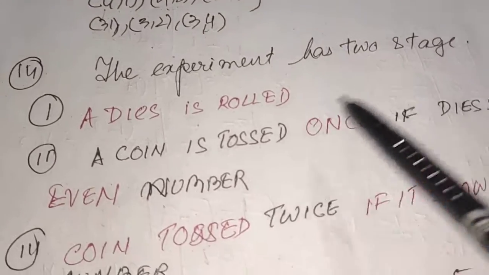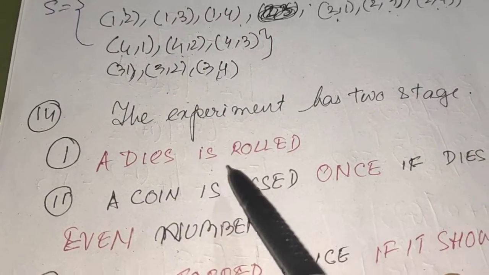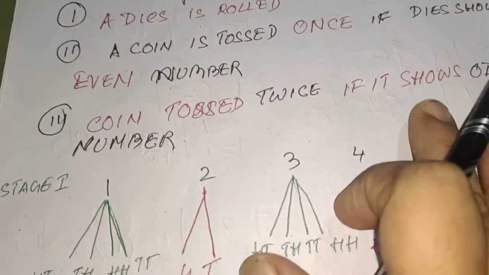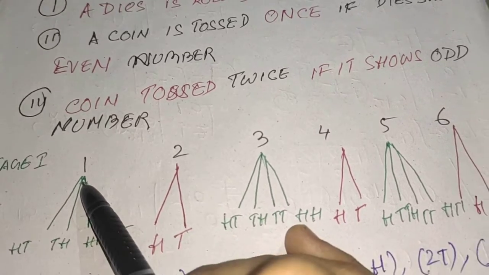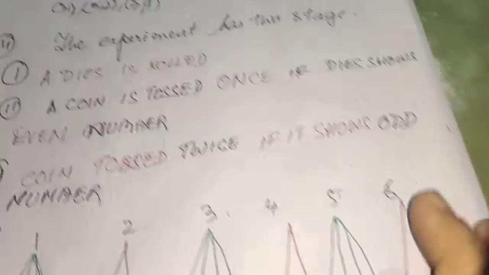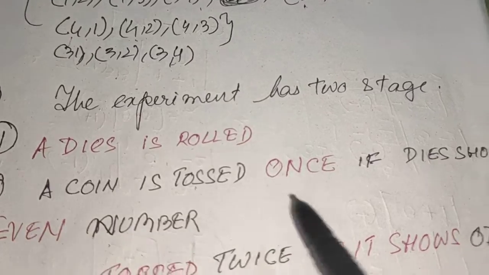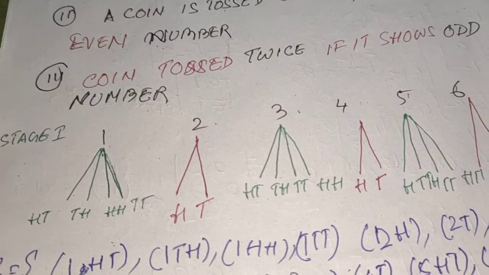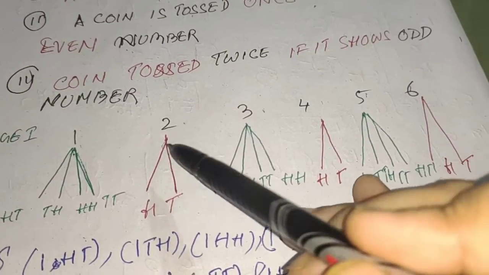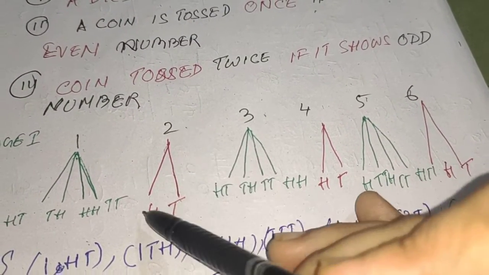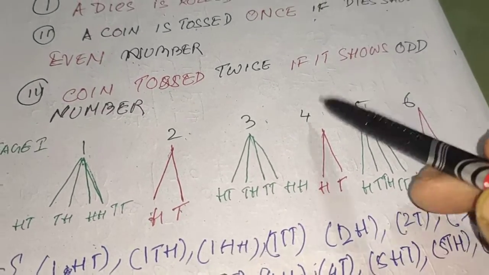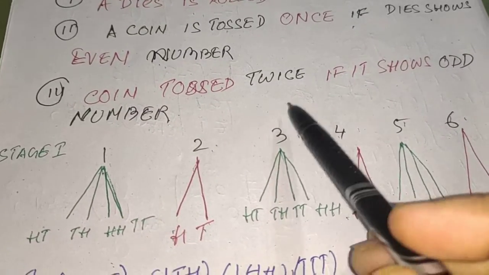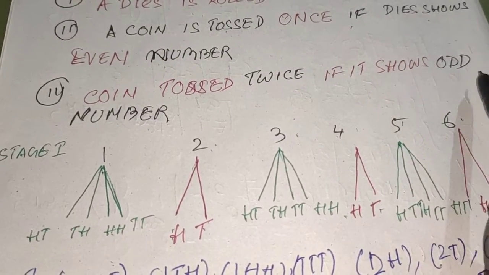So that means the experiment has two stages. First a die is rolled. When a die is rolled, you get altogether 6 outcomes: 1 2 3 4 5 6. A coin is tossed once if the die shows an even number. When the die shows an even number, there are 3 cases, and the coin is tossed once. So if 2 comes out, it will be only head and tail, 4 head and tail, 6 head and tail. But the coin is tossed twice if it shows an odd number.